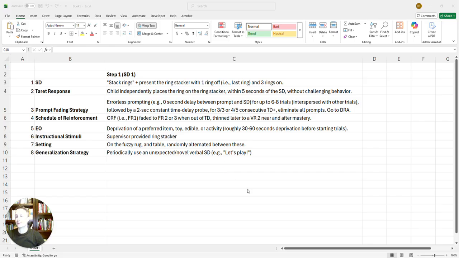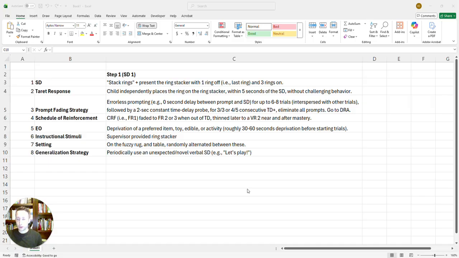So let's review the protocol. This was a protocol for step 1 of stack rings. The SD is "stack rings." So the therapist is to say "stack rings," and they present the ring stacker with 1 ring off. So the last ring of the ring stacker is off and 3 rings are on. They simultaneously present the ring stacker with 3 rings on and say "stack rings," and that 1 ring is off at the moment. The target response is that the child will independently place that 4th ring on the ring stacker within 5 seconds of the SD without challenging behavior.